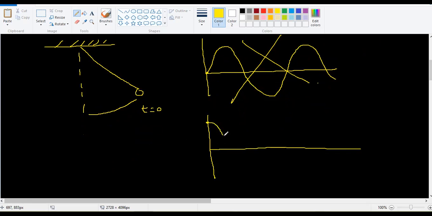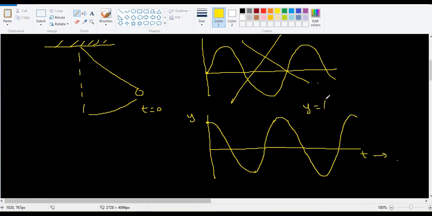So it will start from here and go like this. Except for the starting point, the sine curve and cos curve are almost the same. The only thing is, when time t is equal to 0, it is at extreme position, so the amplitude. Everyone following this? Yes, sir. Yes.